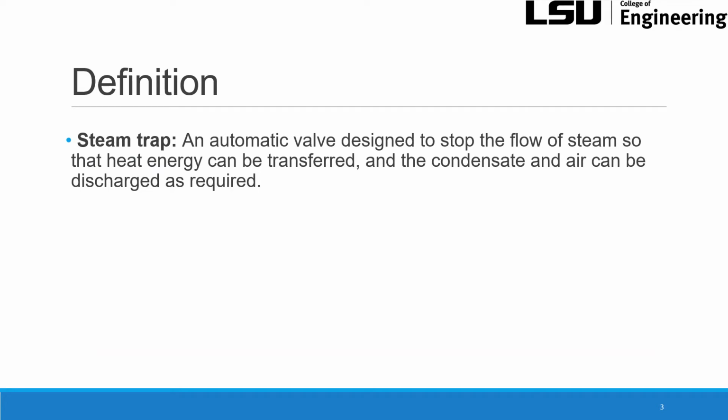So the official definition of a steam trap is an automatic valve that is designed to stop the flow of steam so that heat and energy can then be transferred, and the condensate and air can then be discharged. Ultimately, what this means is that it is a piece of equipment that can separate liquid water and air from steam lines. I'll be going into this definition in more detail in the coming slides.